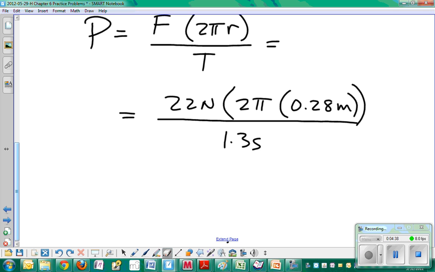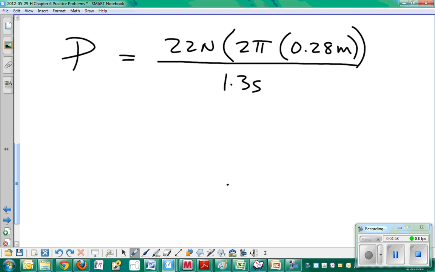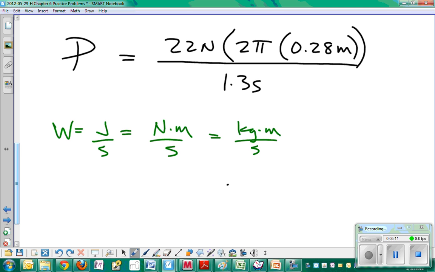I'll give you a hint. It's going to be green. Dimensional analysis. What are the units for power? How do we find watts in fundamental terms? One watt is equal to a joule per second. A joule is a newton times a meter. A newton is a kilogram meter per second squared. So a watt is kilogram meter squared per second cubed. That is watts in fundamental units.